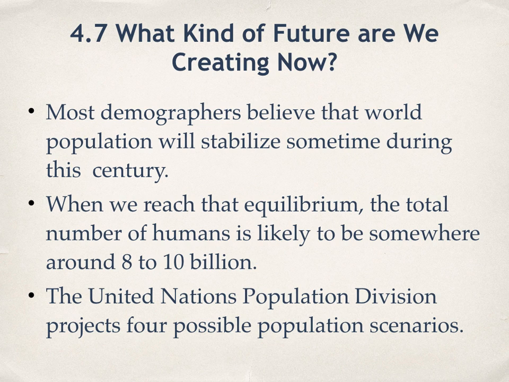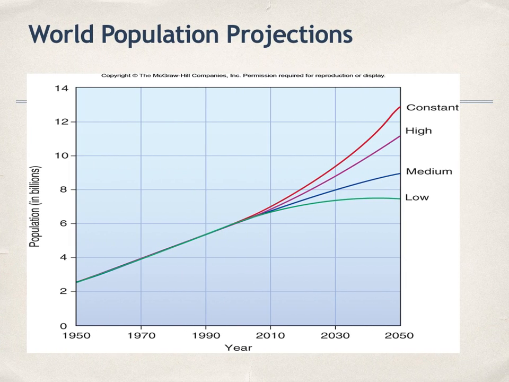The United Nations Population Division projects 4 population scenarios. The optimistic, or low, projection suggests that world population might stabilize by about 2030 and then drop back below current levels. This doesn't seem likely. The medium projection shows a population of about 9 billion in 40 years, while the high projection would reach 12 billion by mid-century.